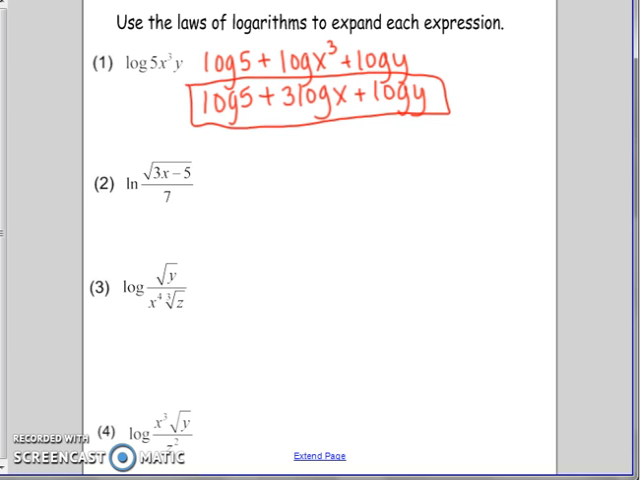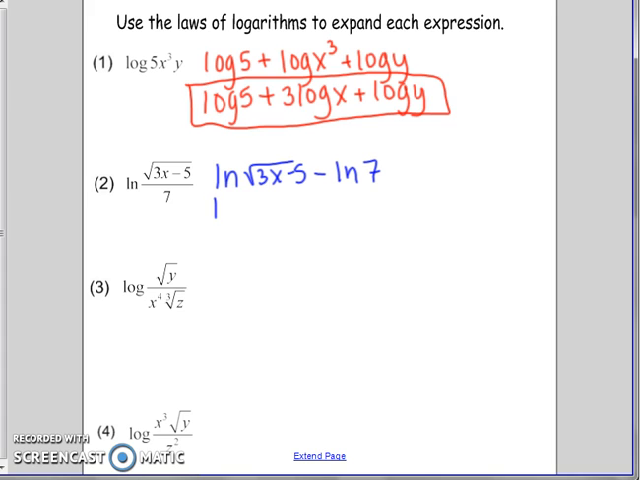Now in the second one, it uses an ln, which is a natural log. It works the same exact way. Just instead of writing the word log, we're going to write ln. So we have division going on. So division goes hand in hand with subtraction. So we're going to take the top, so ln of 3x minus 5, minus ln of 7.